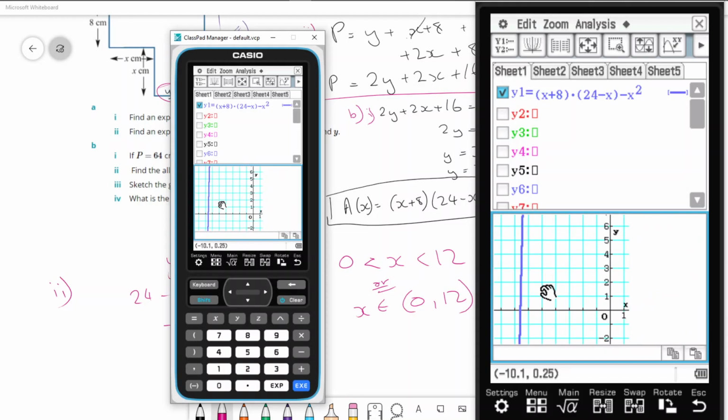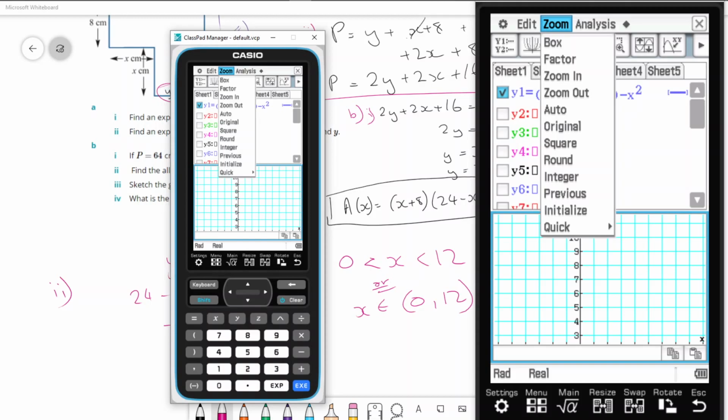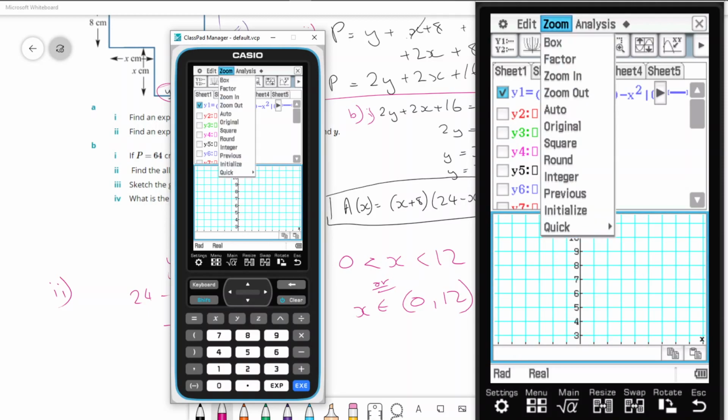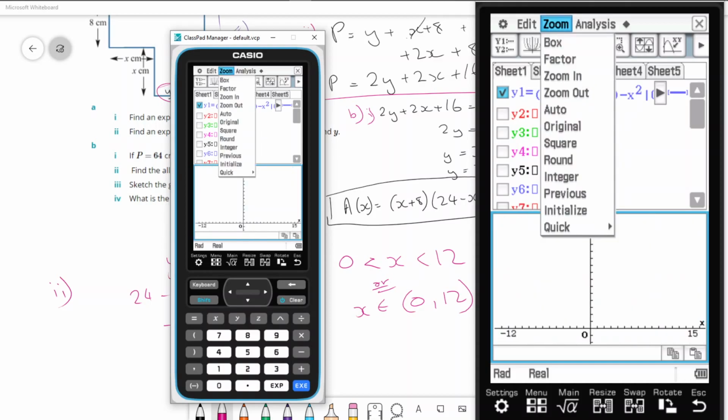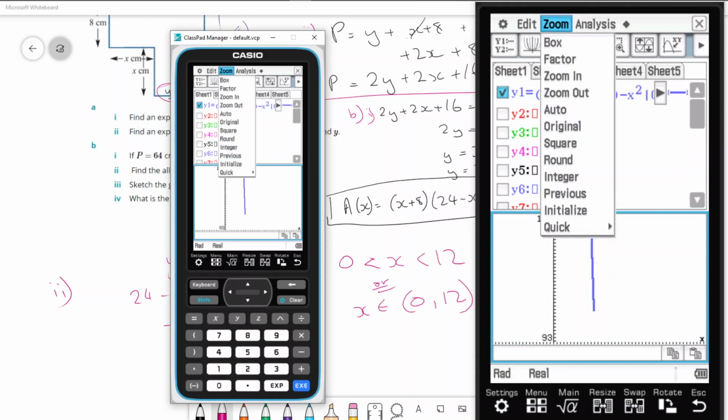Now we want x to be between 0 and 12, don't we? So let's put the restriction here, keyboard, and x. So let's go 0 less than x less than 12. Hit sketch, and you can see I've zoomed out to, oh, I've stuffed my zoom up here so I can zoom out. If you're ever in doubt and you can't find your graph, zoom out. Where are you? Oh, there you are. So zoom out more again.